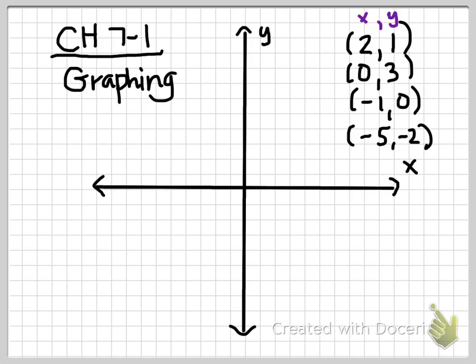So (2, 1): x is 2, y is 1, so it's right here. (0, 3): x is 0 and y is 3, so it's right there. (-1, 0): x is -1, and 0 means you don't go up or down. (-5, -2) is to the left: x is -5, so 1, 2, 3, 4, 5 to the left and down 2.